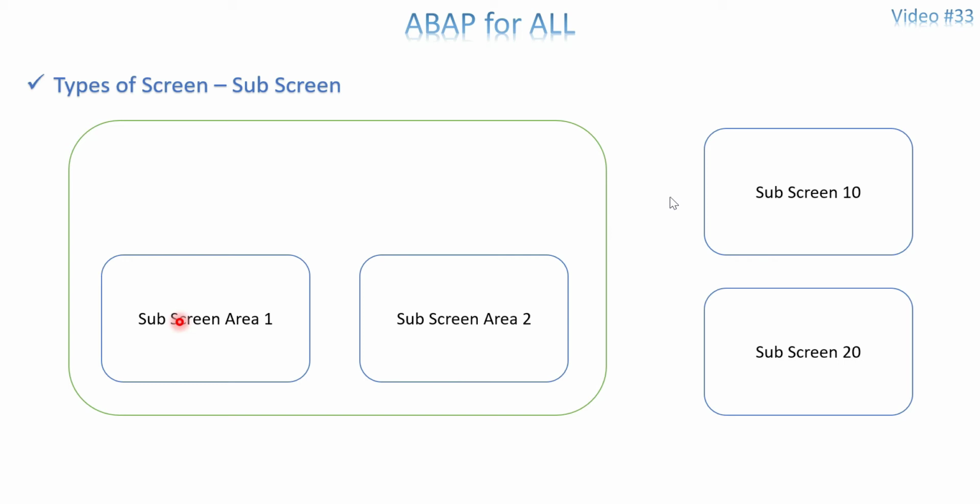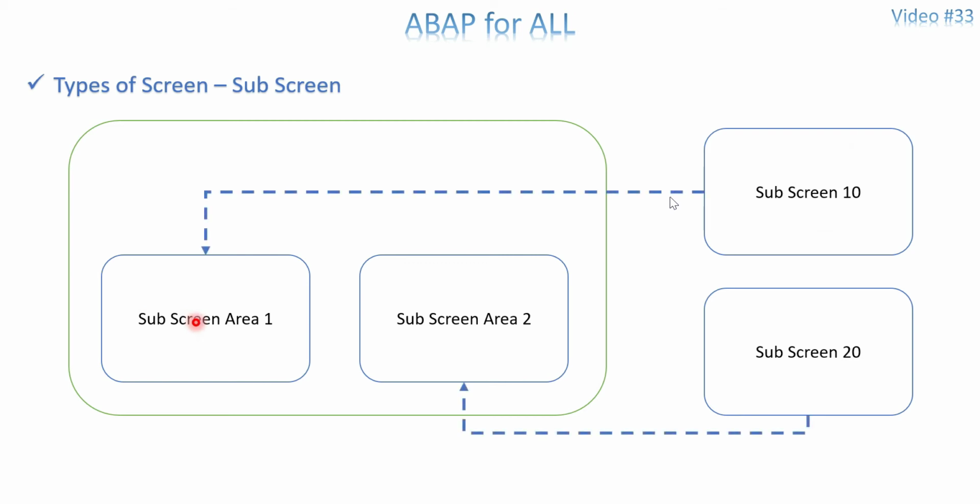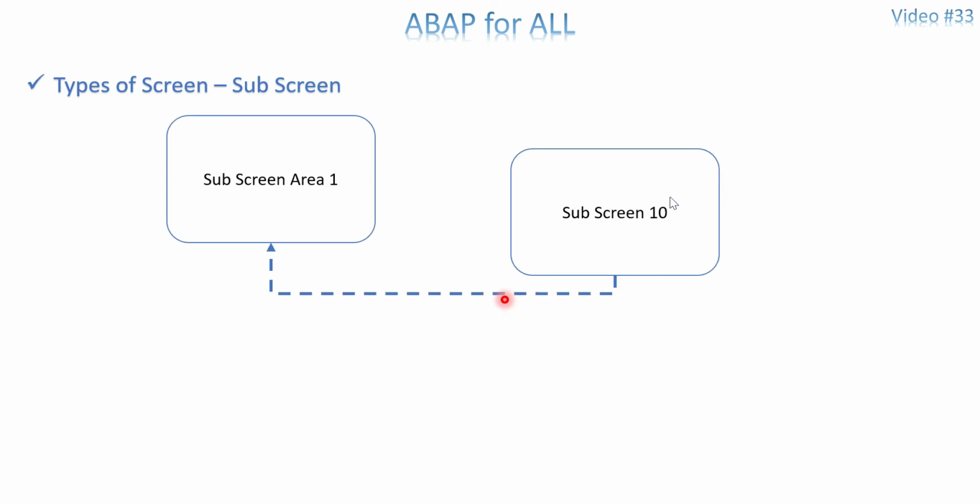This is not a drag and drop. You can't do a drag and drop here. You have to write a syntax to include a subscreen in the subscreen area of your normal screen. So the syntax is, okay, 10 is going to area 1 and 20 is going to area 2, and you can imagine the names of the components are S1 and S2.